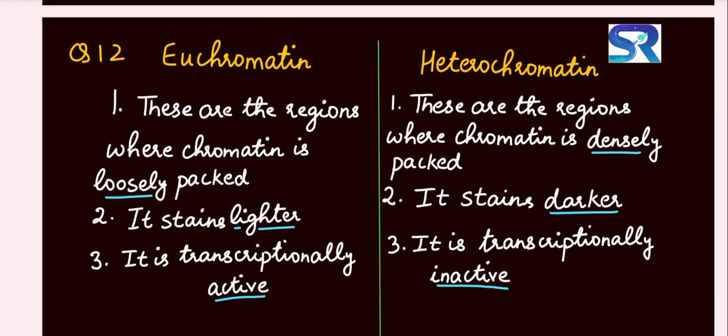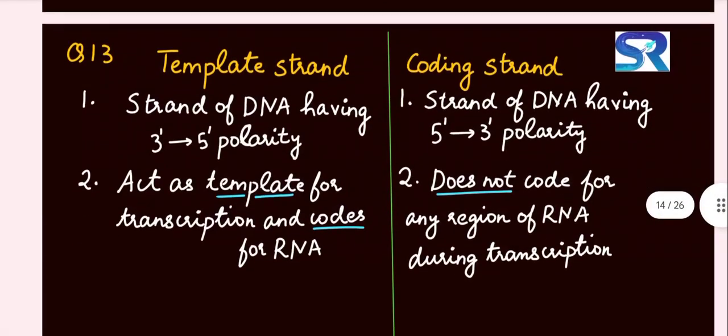Question number 12. These are the regions where chromatin is loosely packed. It stains lighter. Third one, it is transcriptionally active. These are the regions where chromatin is densely packed. It stains darker. It is transcriptionally inactive.